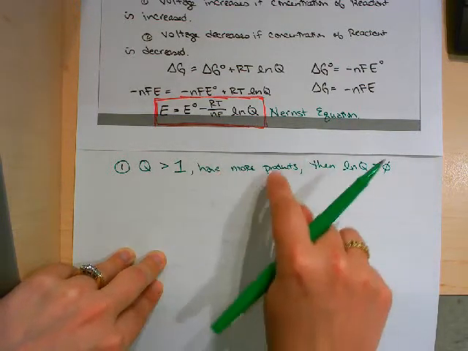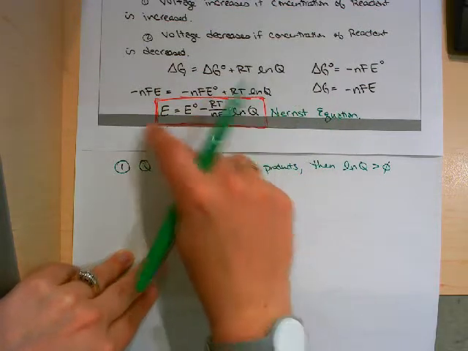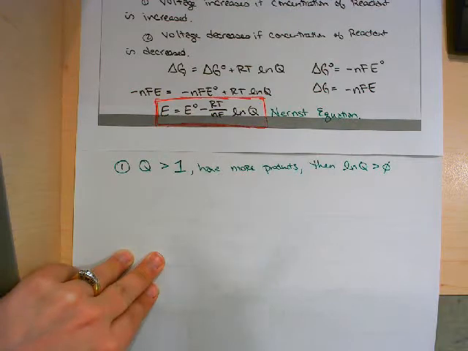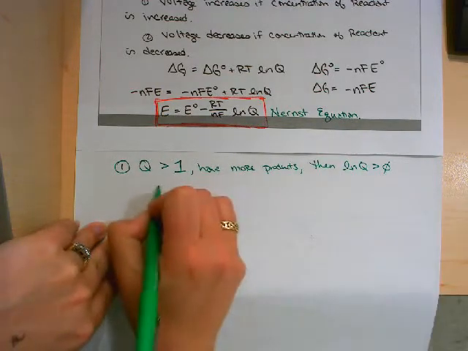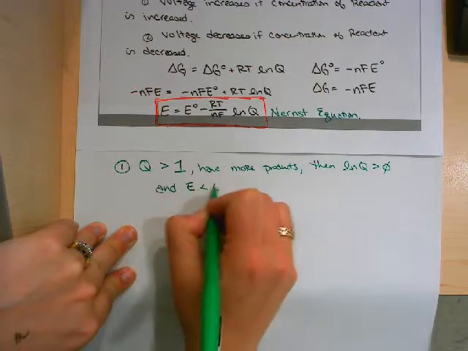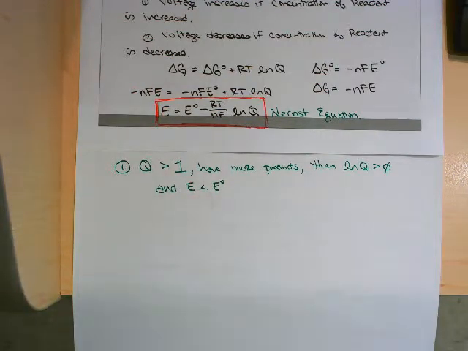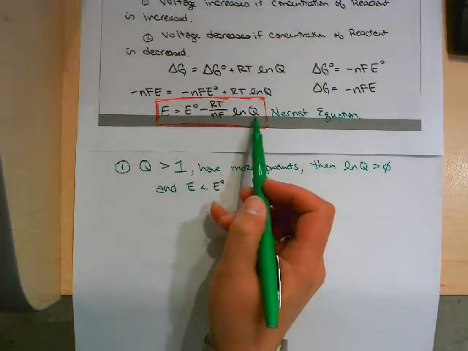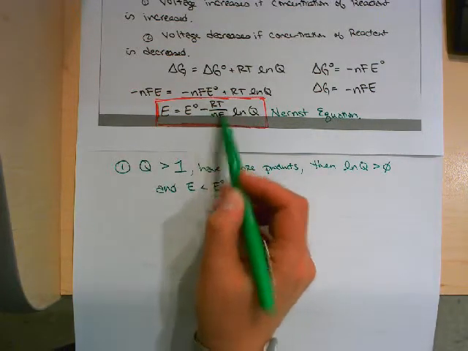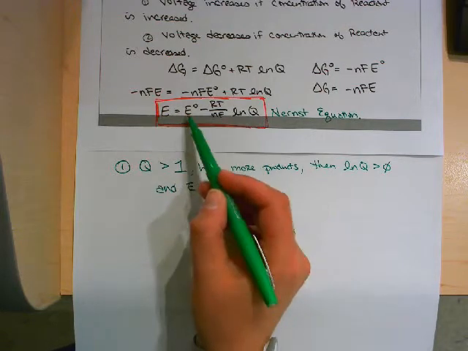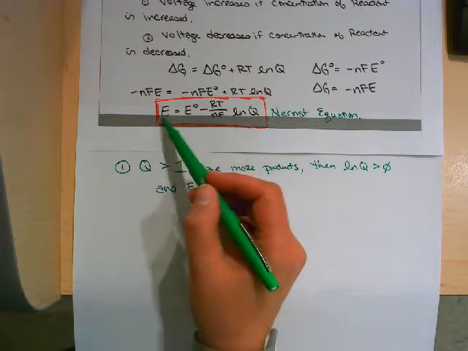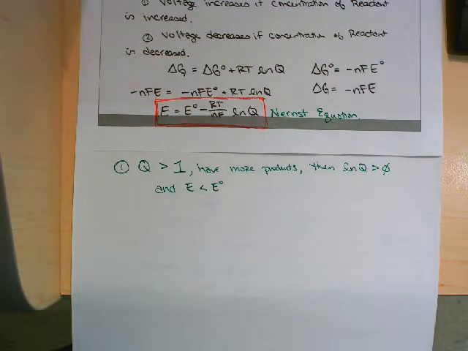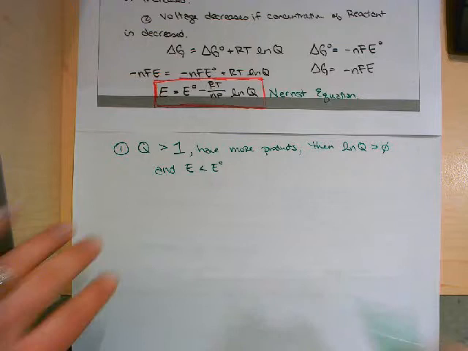So if Q is greater than 1, then you have more products. This value is positive, so I'm saying E equals E0 minus some whole positive number. You'll find that E is less than standard state E. Right? Because if standard state E was 20, and this is 5, and this whole thing together is like 2-ish, well then the final answer is less than what I started with, right? Because I've subtracted off a whole number. That'll be a big deal here in a little bit.